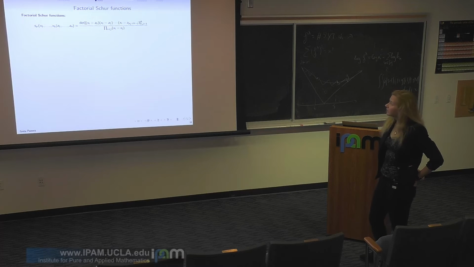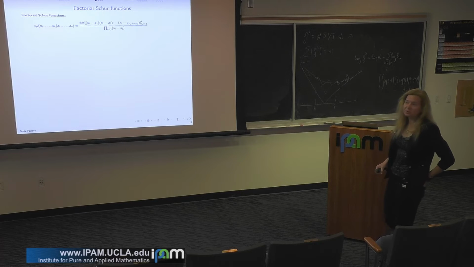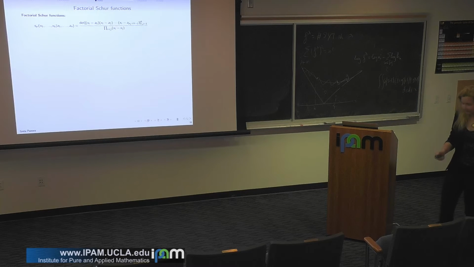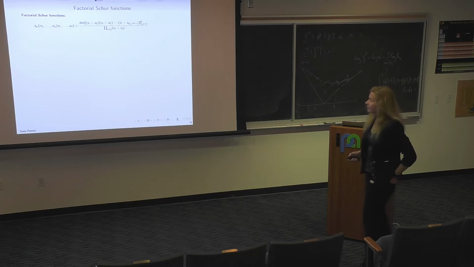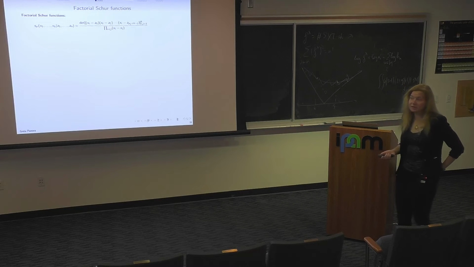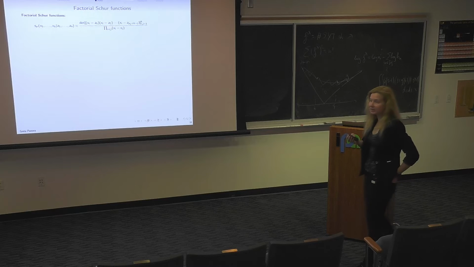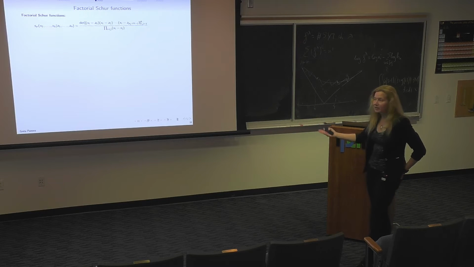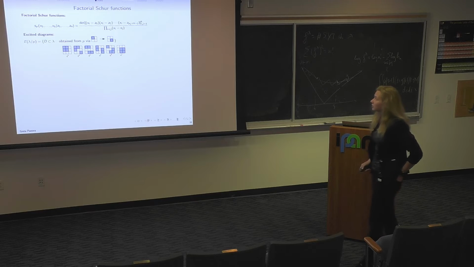What else? Is it symmetric? Yes, so the top is skew symmetric, the bottom is skew symmetric, the ratio is symmetric. So with the Schur functions, we had something nice, right? It was actually the generating function for semi-standard Young tableaux, so we can write it nicely in terms of monomials. So what can you do with the factorial Schur function?